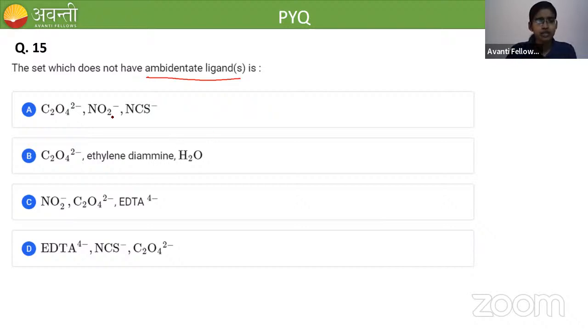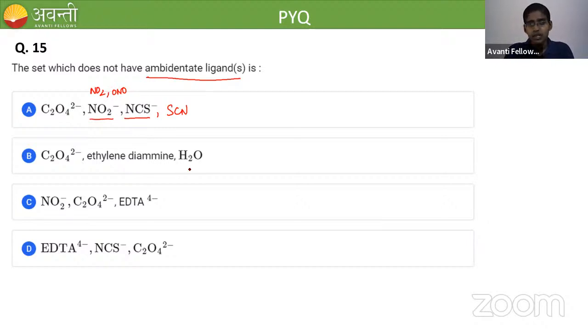In the first option, we have oxalate, NO2 and NCS, in which NO2 and NCS are ambidentate, because one is NO2, the other one is ONO. And in case of NCS, its pair is SCN. So sulfur is also a coordinating site and nitrogen is a coordinating site. They are ambidentate ligands. And in option B, when you come, it is oxalate, ethylene diamine and H2O.